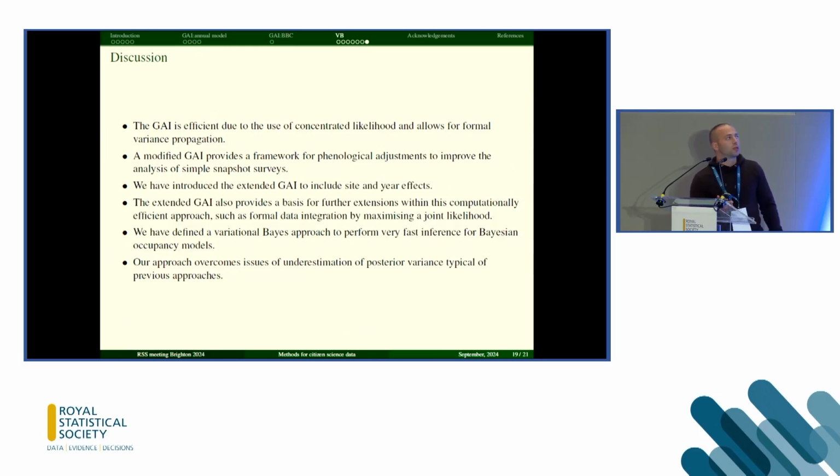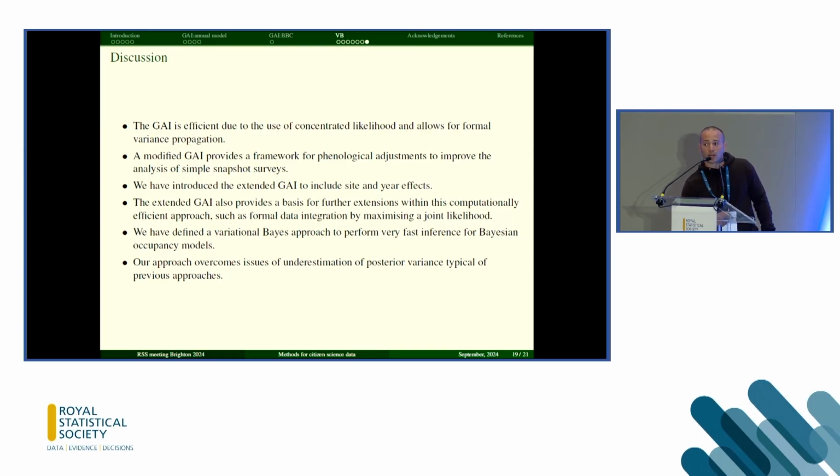Eleni has introduced, as described, the work we've done on the generalized abundance index, which is very efficient because it allows you to do formal variance propagation in occupancy models without having to do this two-stage approach, and also allows you to fit the model very quickly without having to estimate this large number of variables. And what we've done, we extended this generalized abundance index for site effects and year effects as well.